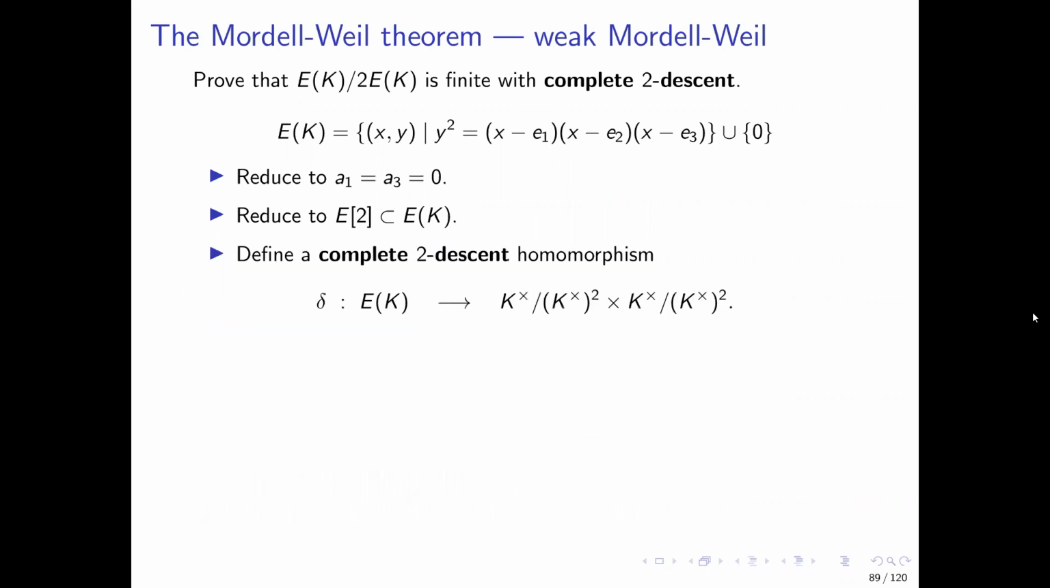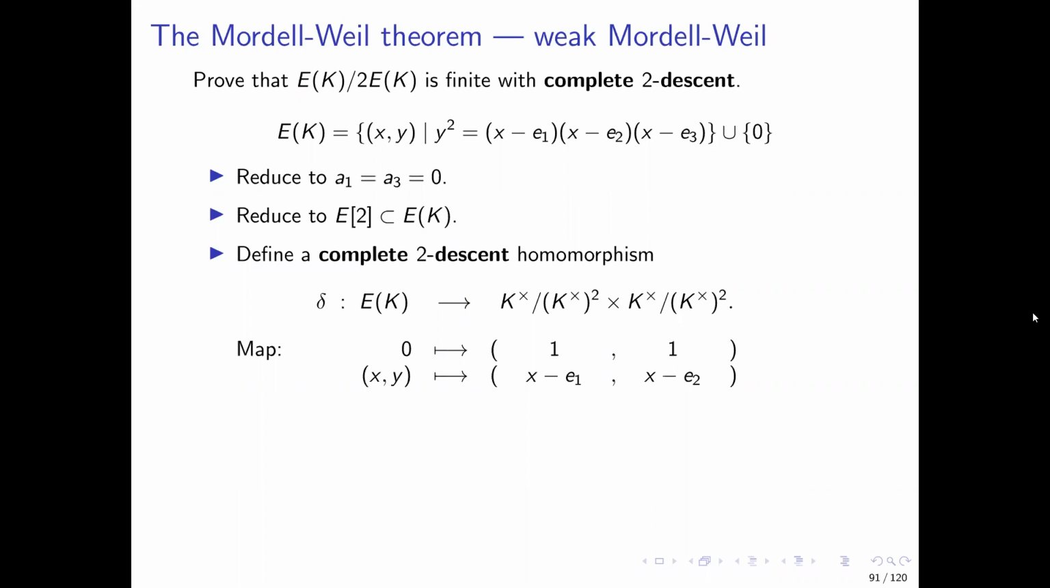Now, given these 2 reduction steps, I can express my elliptic curve equation as that, and with that equation I can define a map, sometimes called the complete 2 descent map. It's a homomorphism from E of K to 2 copies of K cross mod K cross squared. So what does it do? It's a homomorphism, so it must send the identity to the identity. It sends the point at infinity to 1, 1. For any point that's not 0, so x, y, I erase the y, and then I send x to x minus E1 and x minus E2.